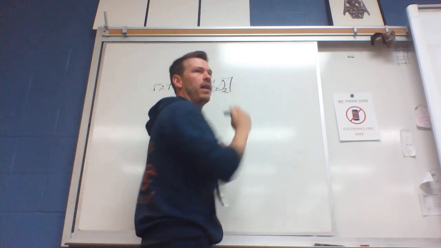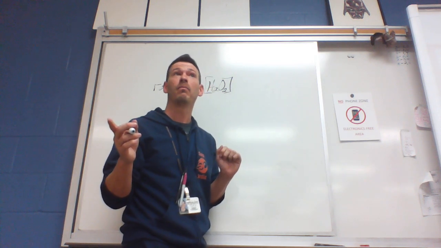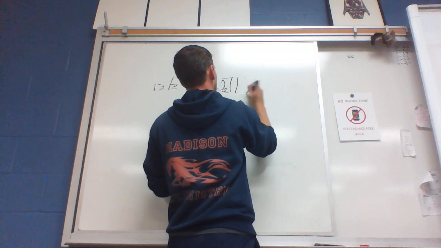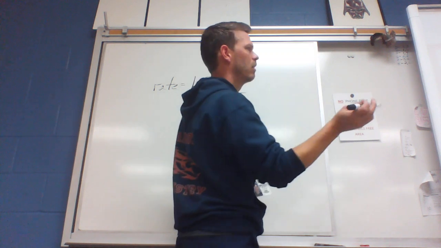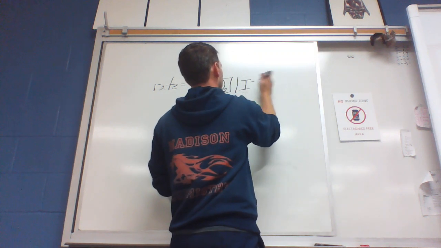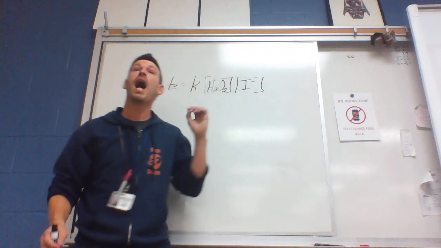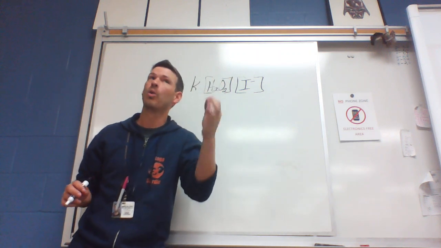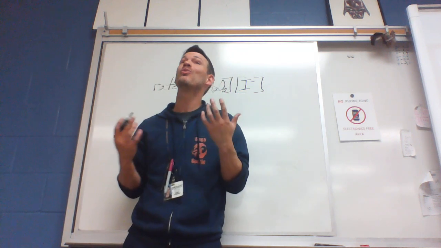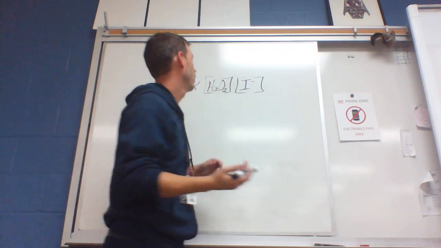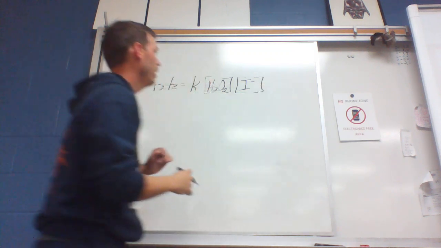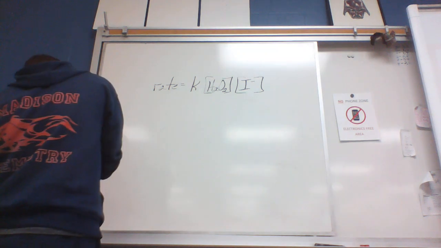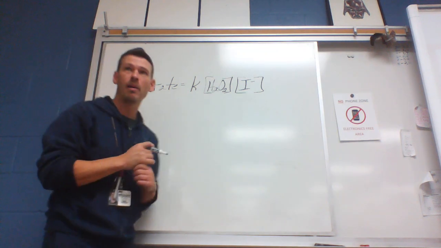Are there any other reactants on that slow step? Yes. Okay, what's the other one? I minus. All right. What is I minus's order? 1. It's 1. It also doesn't have a coefficient. So there it is. That's the entire rate law for the problem.